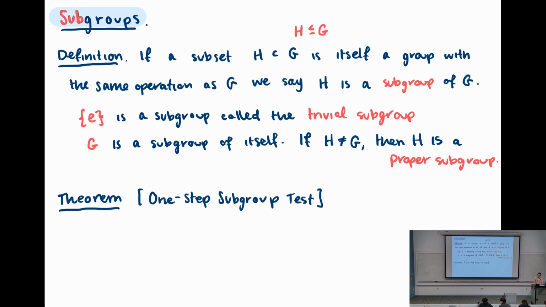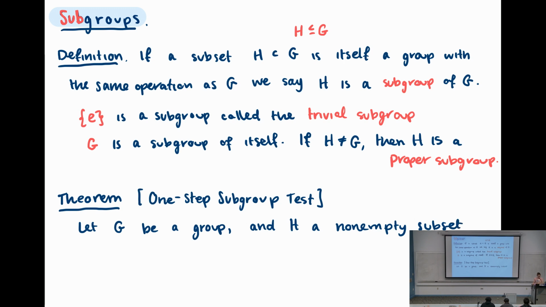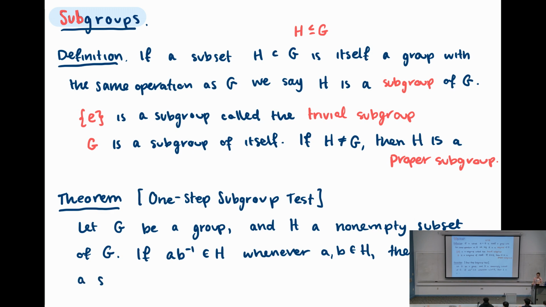Okay, and it says the following: let G be a group, and H a non-empty subset of G. Then if AB inverse is in H whenever A and B are in H, then we can conclude that H is a subgroup of G.